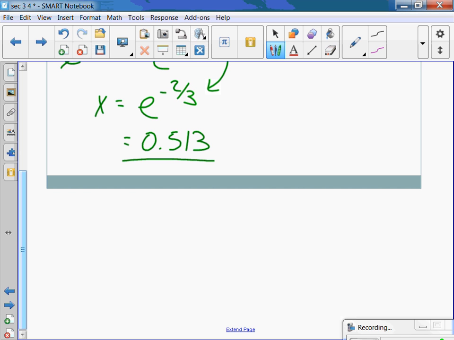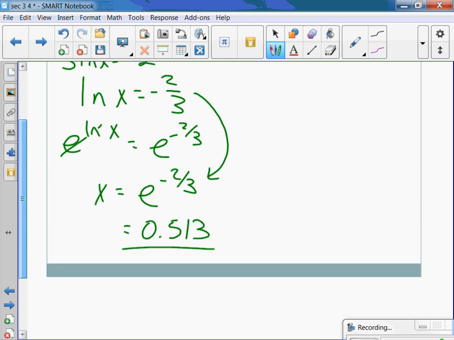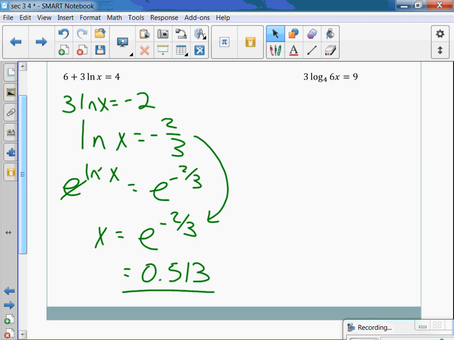And 3 times log base 4 of 6x equals 9. And then we take the square root of both sides and then subtract 42. That's the backwards way of doing it, right? And come up with the answer of 7. Yes?